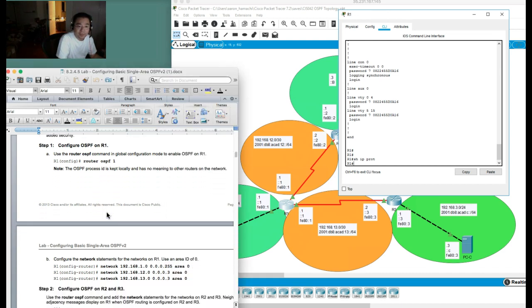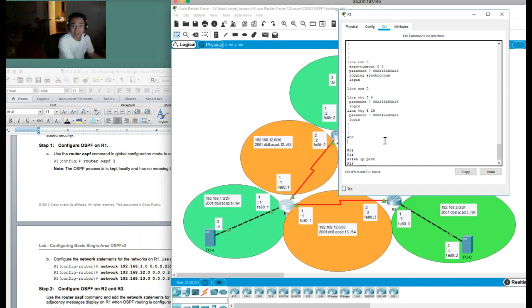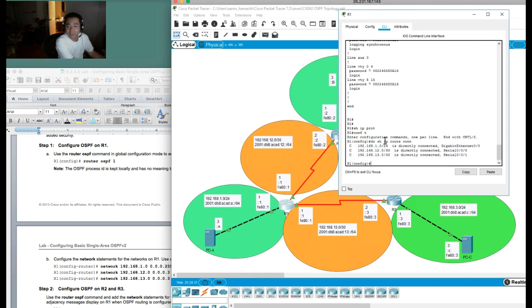Okay, step 1 is router OSPF 1 and then advertise your networks. The easiest way that you can do this is by doing this. Do show IP route connected. And we see our directly connected interfaces right here. And these directly connected interfaces we want to advertise in OSPF.